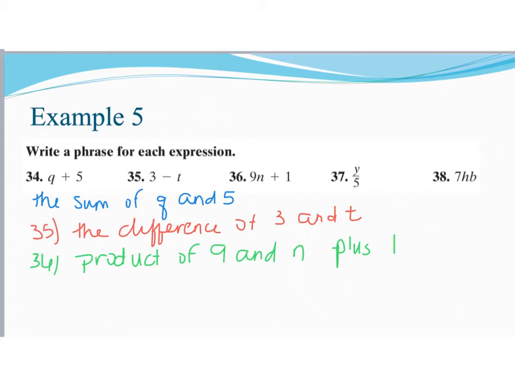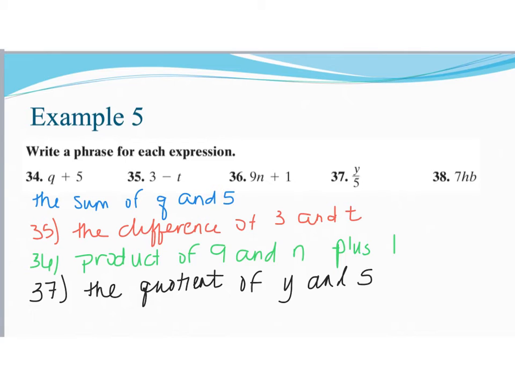37 looks like we are dividing there, so you could say the quotient of y and 5. And for 38, it looks like we're multiplying 3 things together. So for 38, we could say the product of 7, h, and b, if you would like.